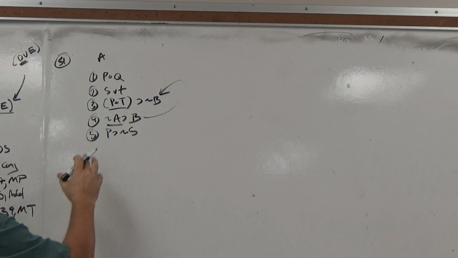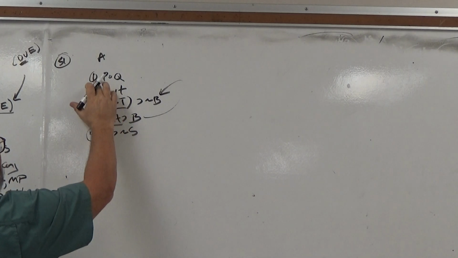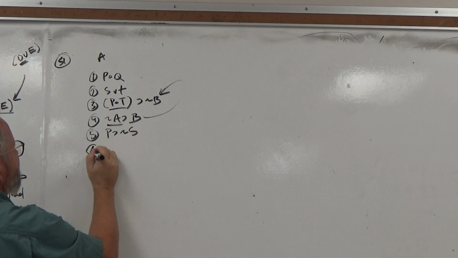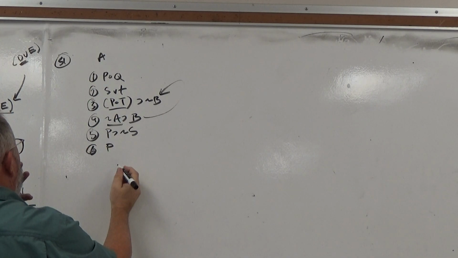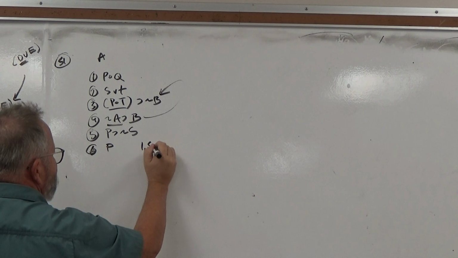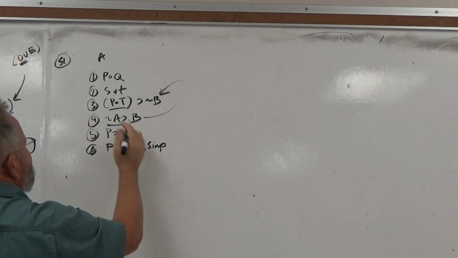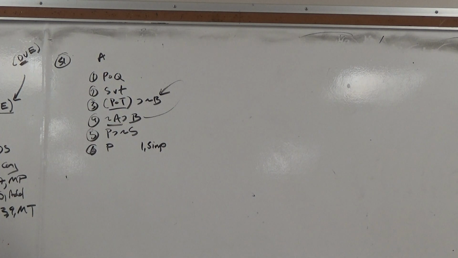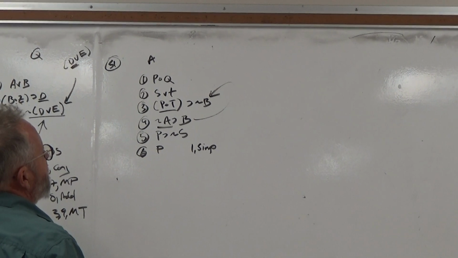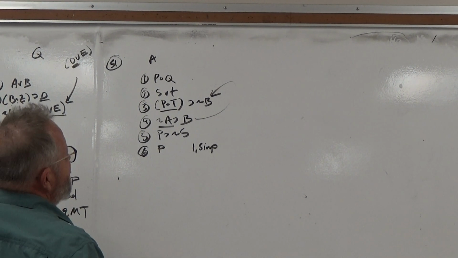So let's think about getting the P first. I can get a P from line 1 simply enough. P from 1 by simplification. Remember, I can split a conjunction by simplification. Only conjunctions. You can't split ors or conditionals or biconditionals. Okay, so I have the P. Now I need a T.